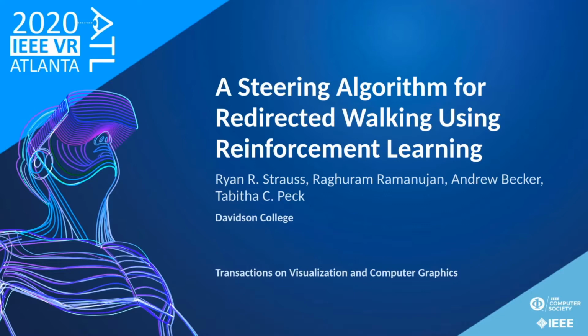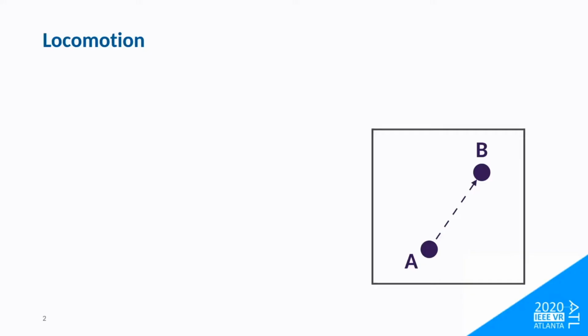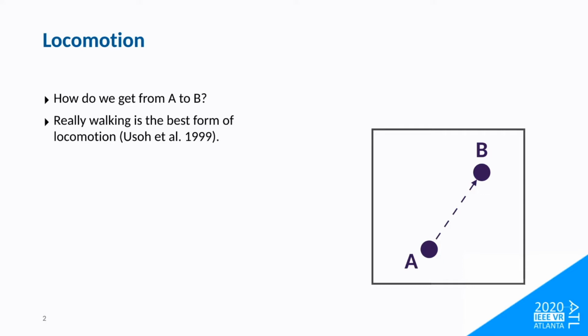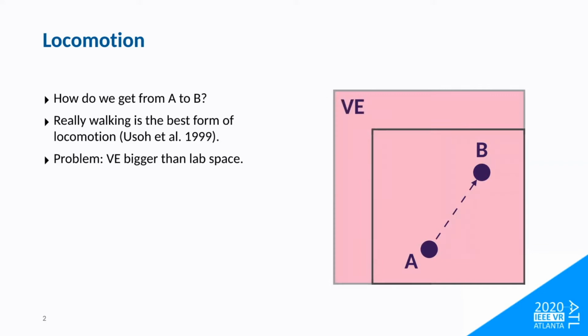So one of the core problems in VR research is locomotion, where we're concerned with how we can enable users to move from point A to point B. Previous work has shown that really walking is the best form of locomotion. But a problem we encounter here is that the virtual environment can be bigger than the physical lab space. One solution to this problem is redirected walking.